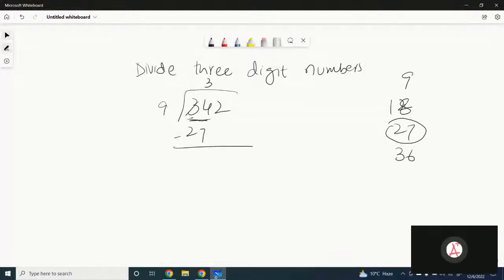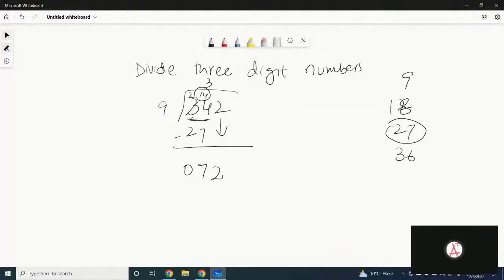You have to borrow 1. It makes 14 here and 2 here. 14 subtract 7 is 7. And 2 subtract 2 is 0. Again, 7 is smaller than 9. You cannot divide a smaller number by the greater one. Got it? You have to bring the 2 down. It would be now 72.